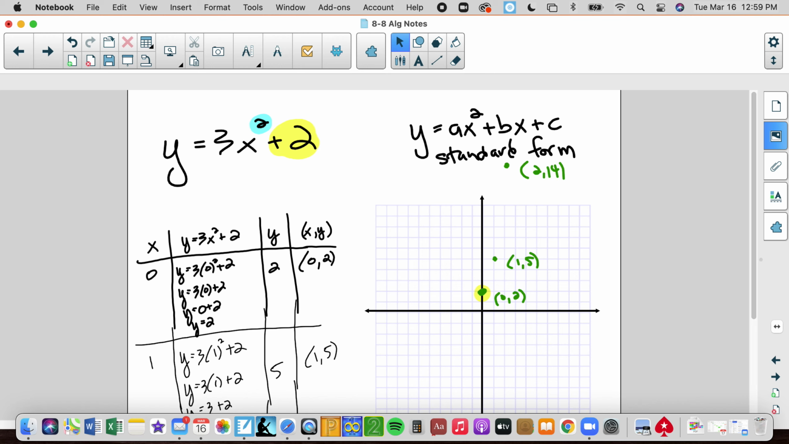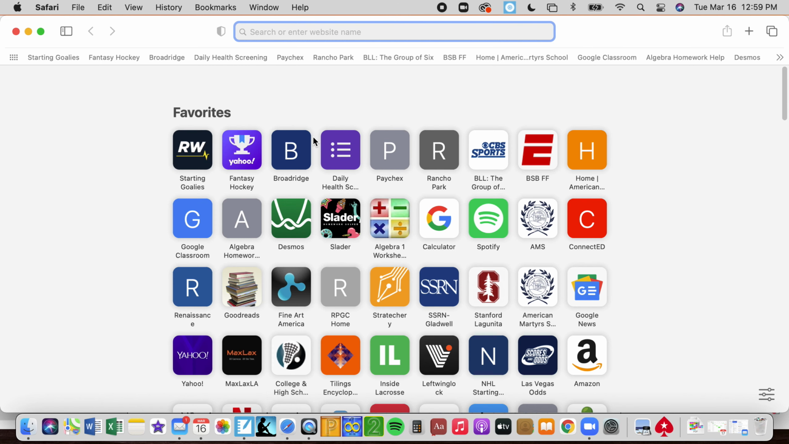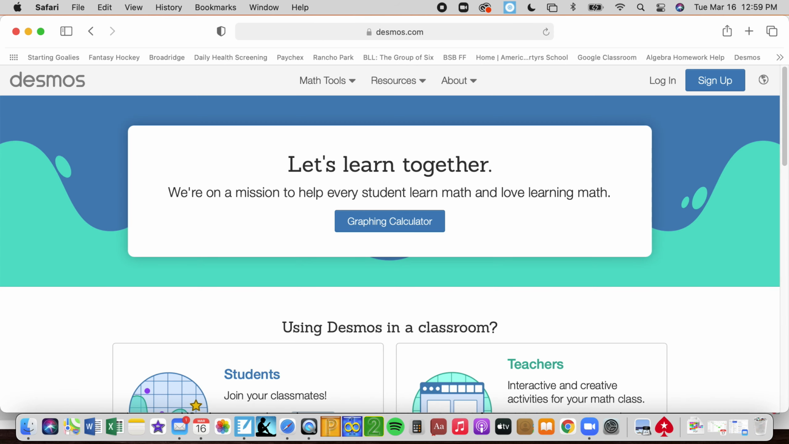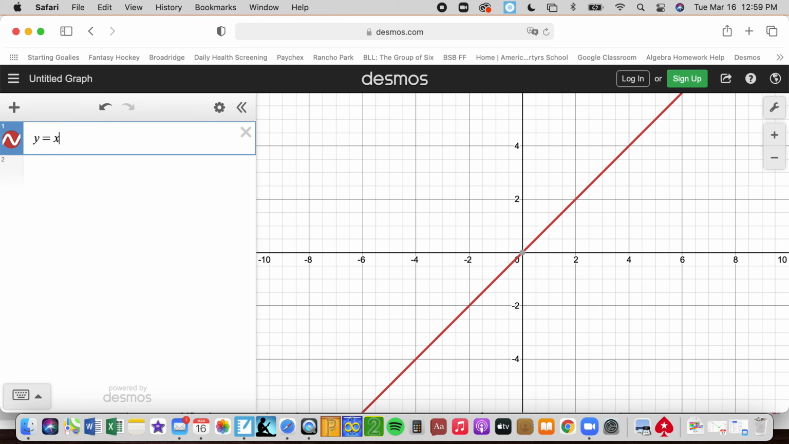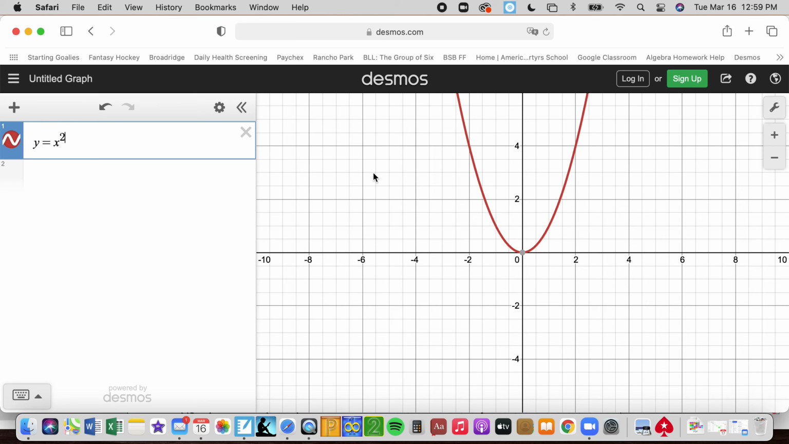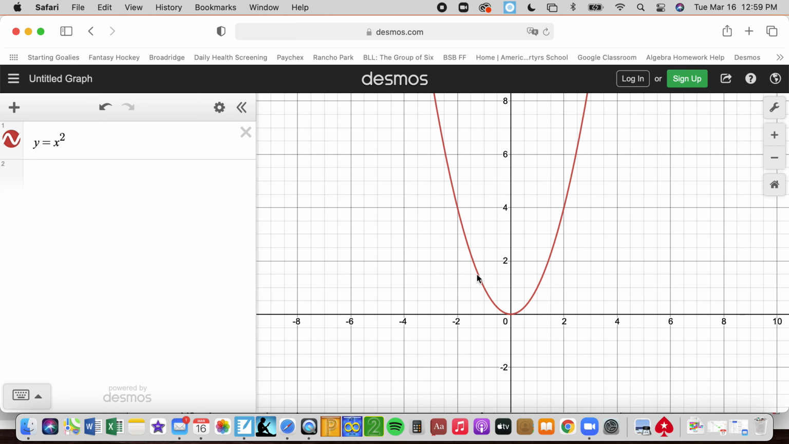So we have these things called parabolas. And these exponential or quadratic equations are going to create parabolas. So let's take a look at Desmos. And let's see what happens when we square our variable x. Well, we get this U shape. And this U shape has two things.